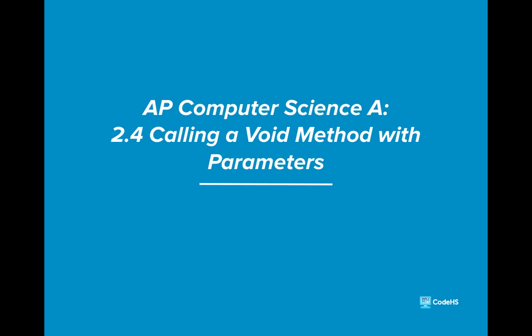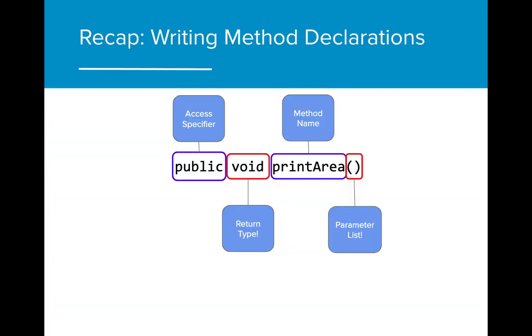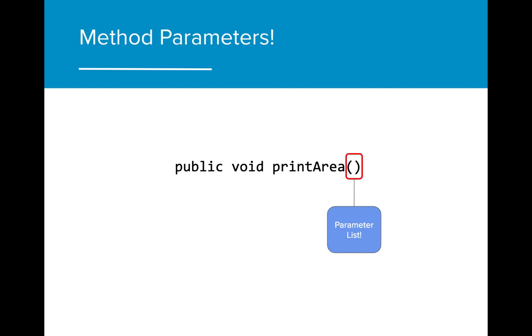Hi, in this lesson, we'll learn how to call a void method with parameters. Let's go. In the last lesson, we learned about how to write method signatures, which are made up of a couple different components. In this lesson, we are going to focus on the parameter list.